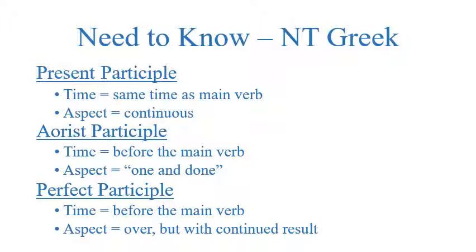The perfect participle also happens before the main verb. It is another one of our past tenses, but in terms of aspect, it indicates an action that is complete but has a continued result. And when we get to our Greek sentences, we'll see how this works.